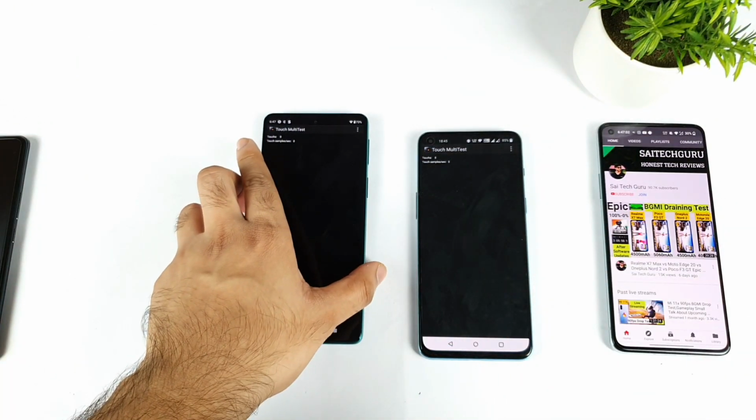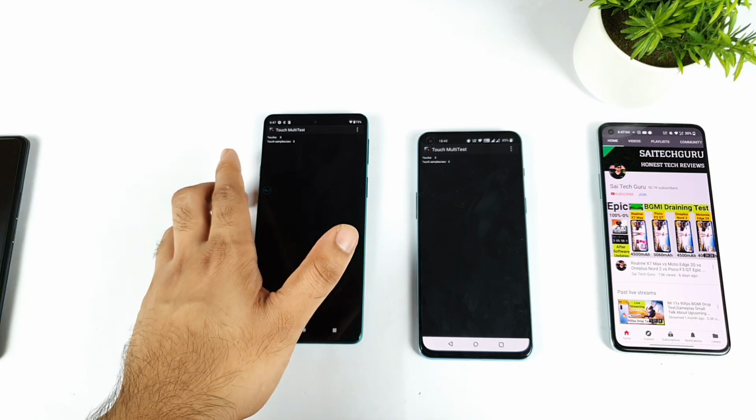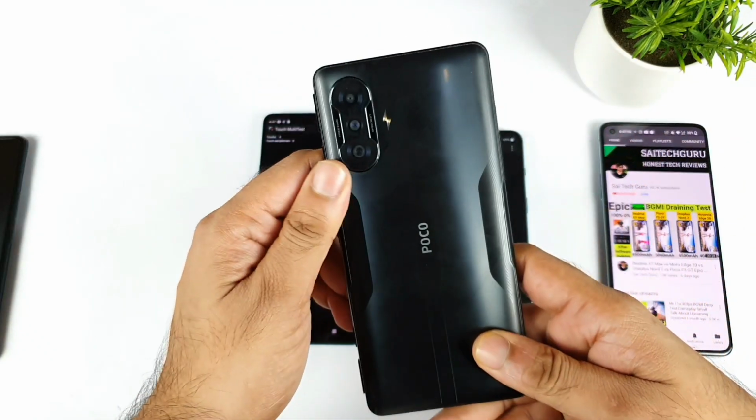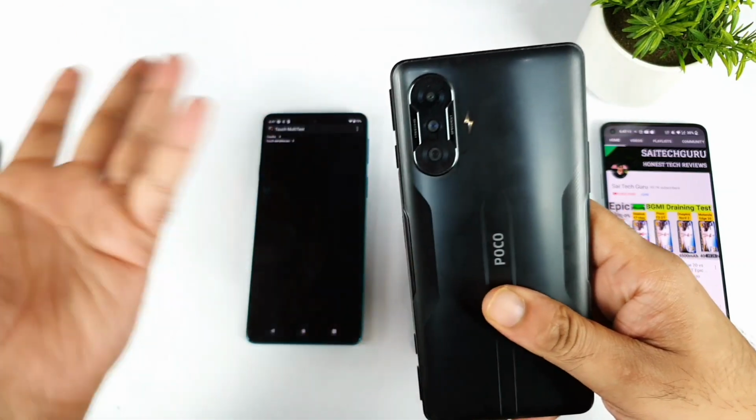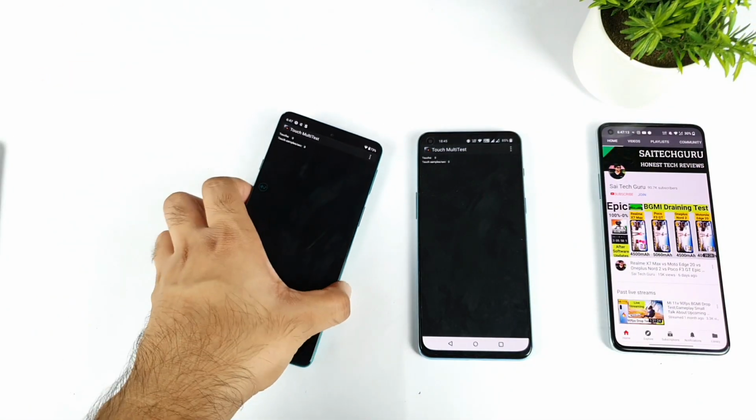Not only in the iQOO 7 device, even other phones provide an exact touch sampling rate by default, like the POCO F3 GT. You can get it in the POCO F3 GT as well. Complete UI is enabled in the POCO F3 GT for high touch sampling rate.